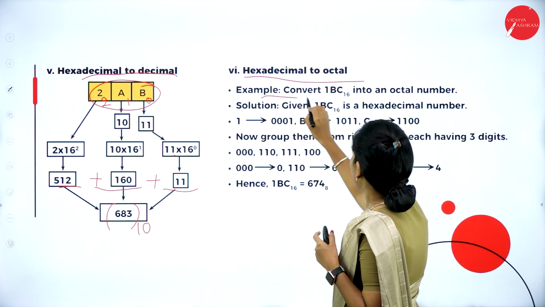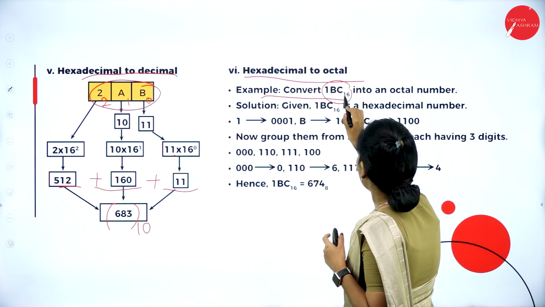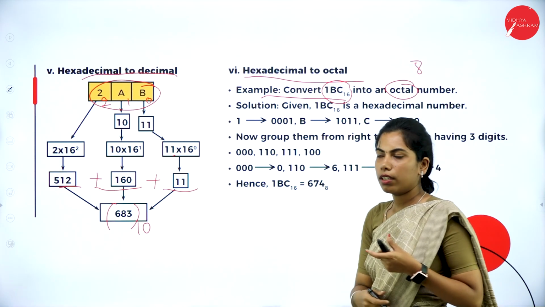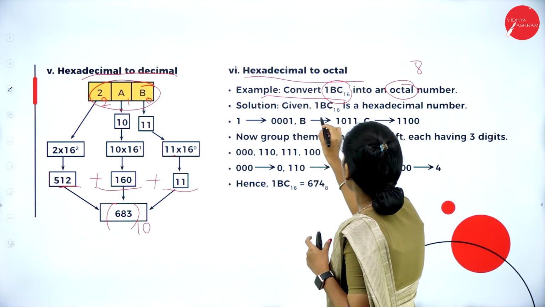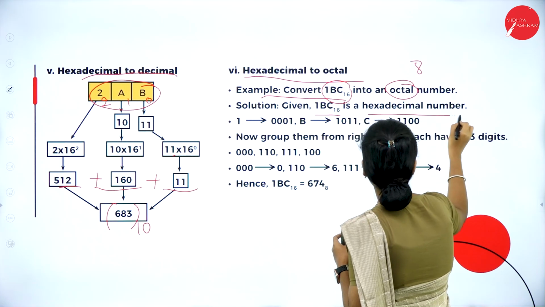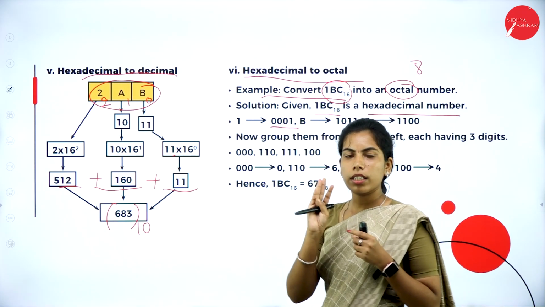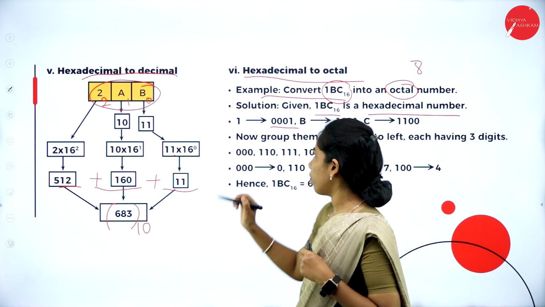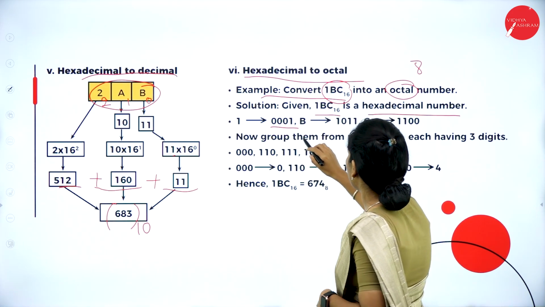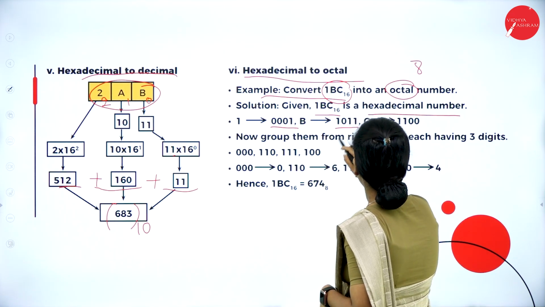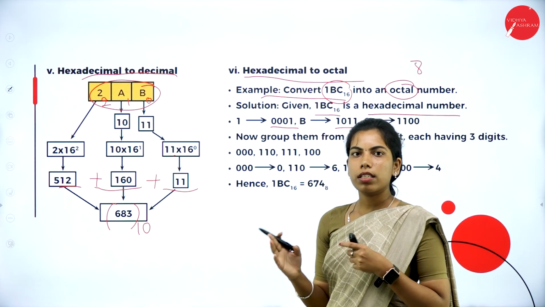For example, convert 1BC with base value 16 into an octal number. That is what? Base 8, right? So for the solution, 1BC is a hexadecimal number. Each hexadecimal digit I have to represent using 4 bits. So 1 can be written as 0001, B is 11, which I can write as 1011, and C is 1100.